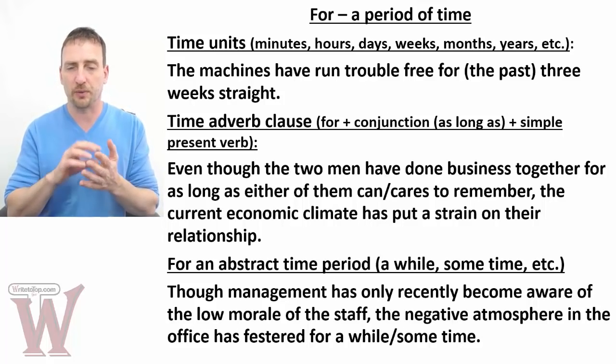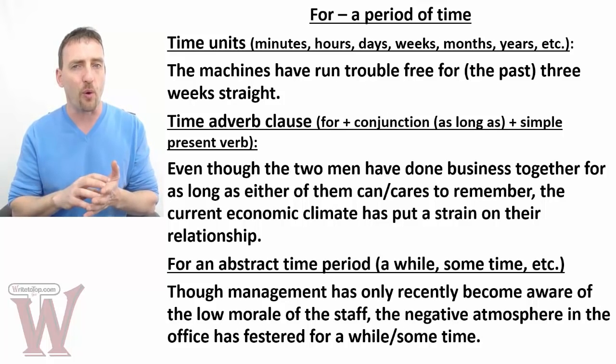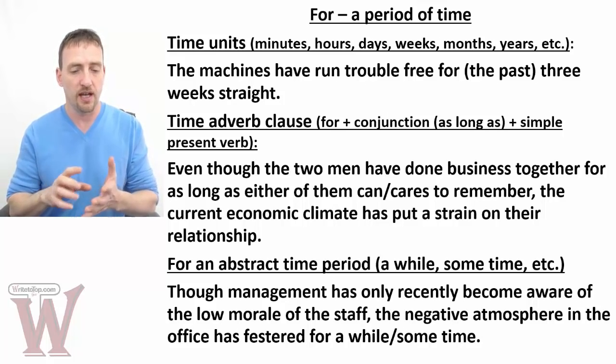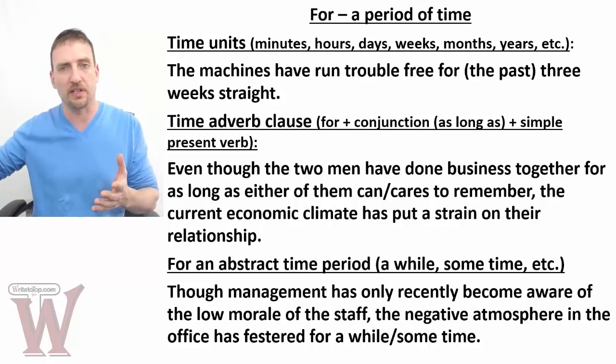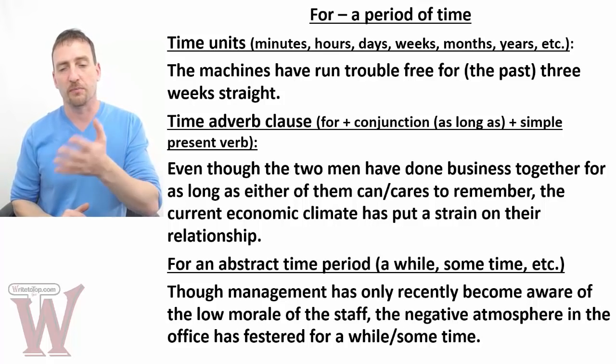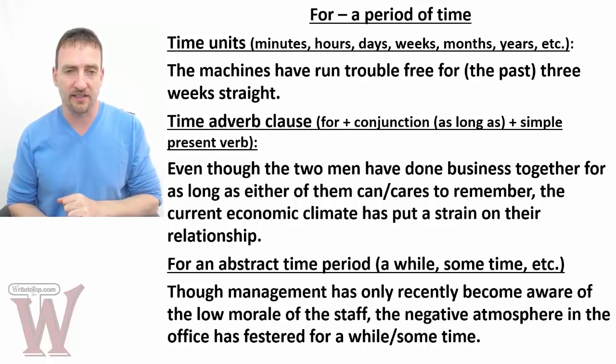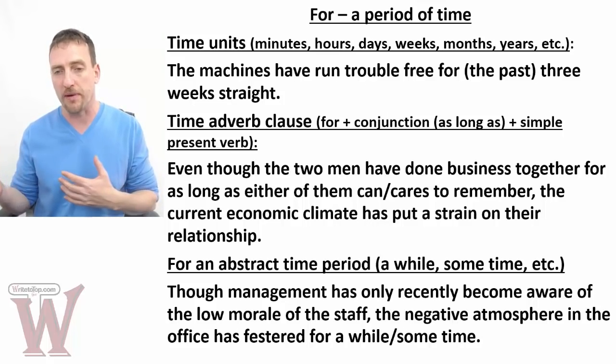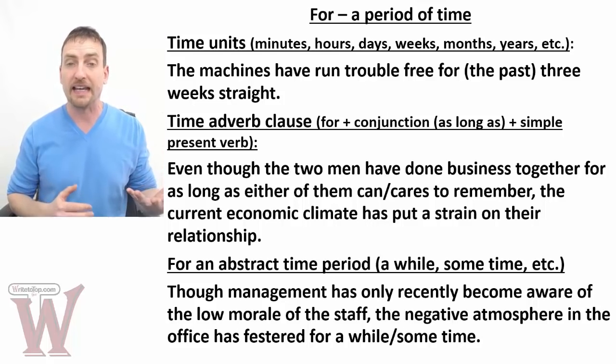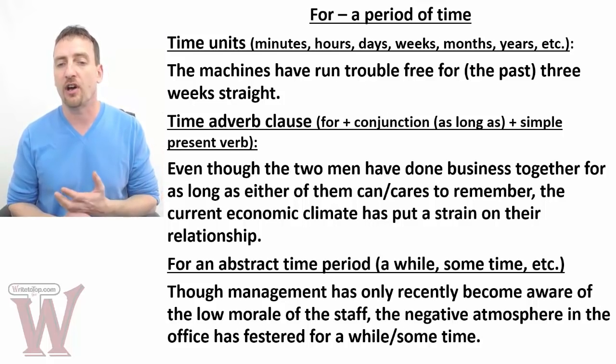The difference between for and since is that for is not a conjunction. Okay? For needs the conjunction to begin the adverb clause. So the most common one, or usually the only one we use with for, is as long as. Even though the two men have done business together for as long as either of them can remember, or for as long as either of them cares to remember, the current economic climate has put a strain on their relationship.